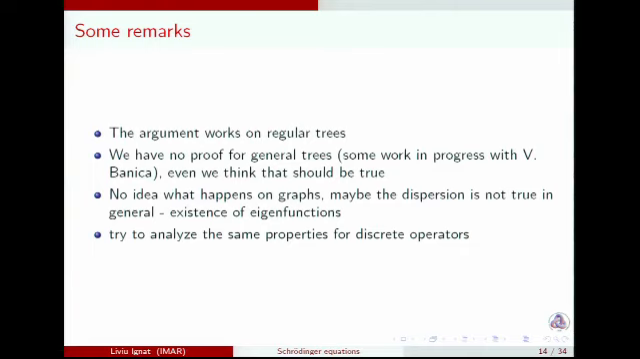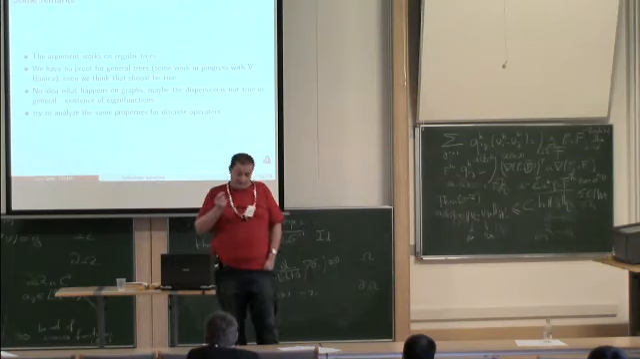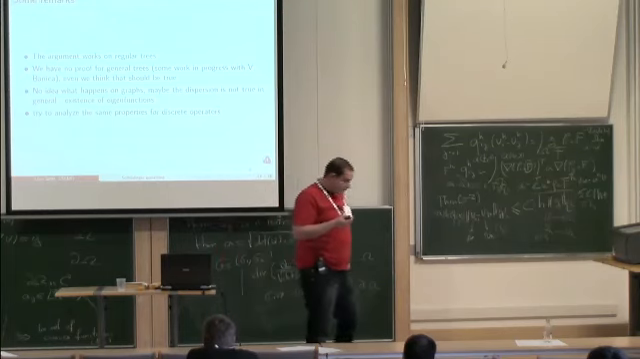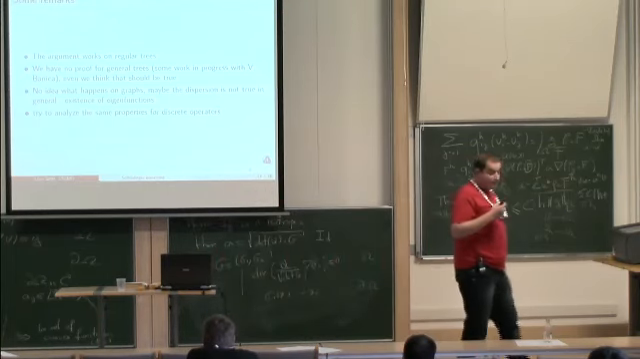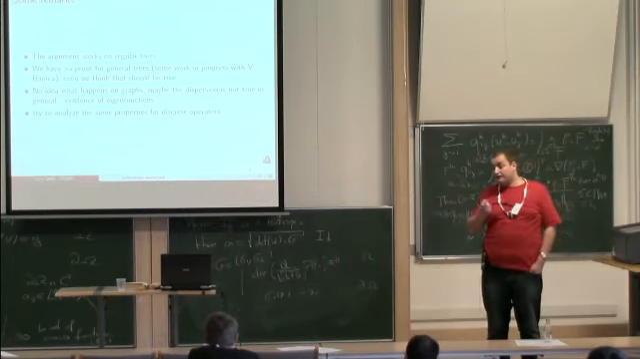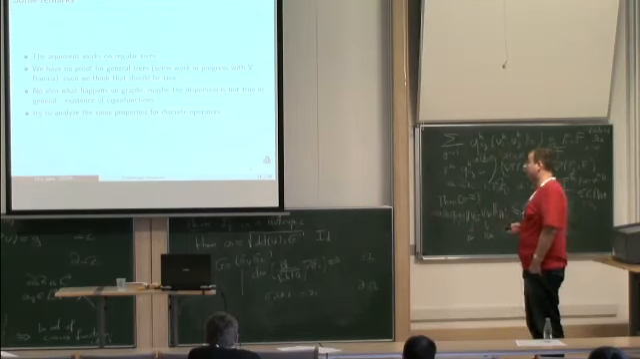Now, some remarks. Those arguments work on regular trees. So if the tree is not regular, we believe that maybe it's true, but we have no idea how to prove it. If you consider graphs, this means that you have a cycle, and maybe the property is not even true, since you can have eigenfunctions on the cycle.